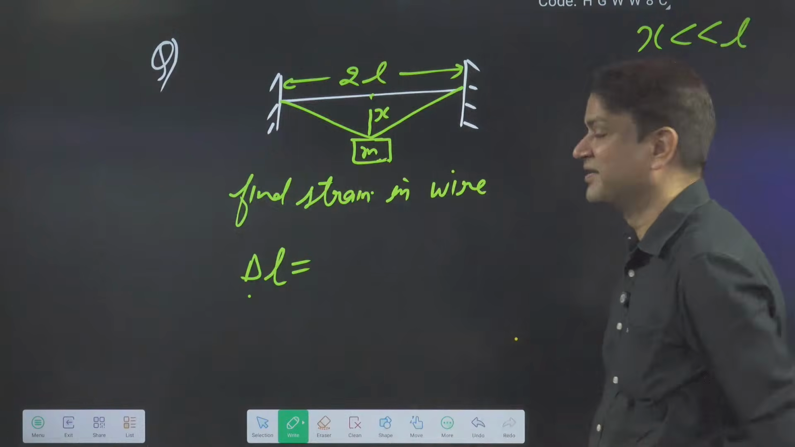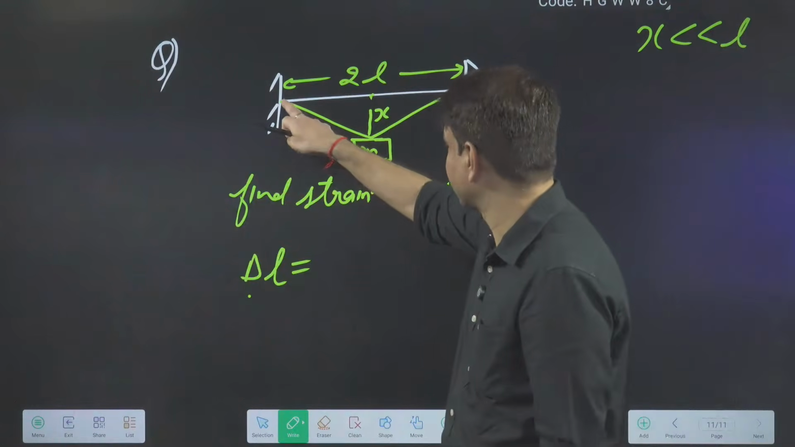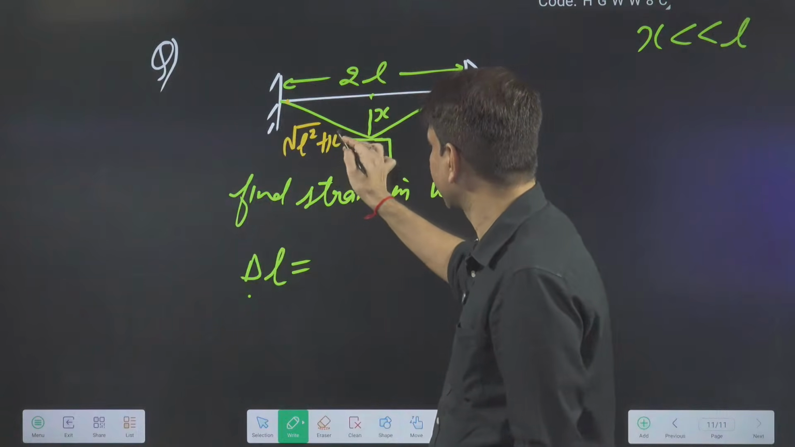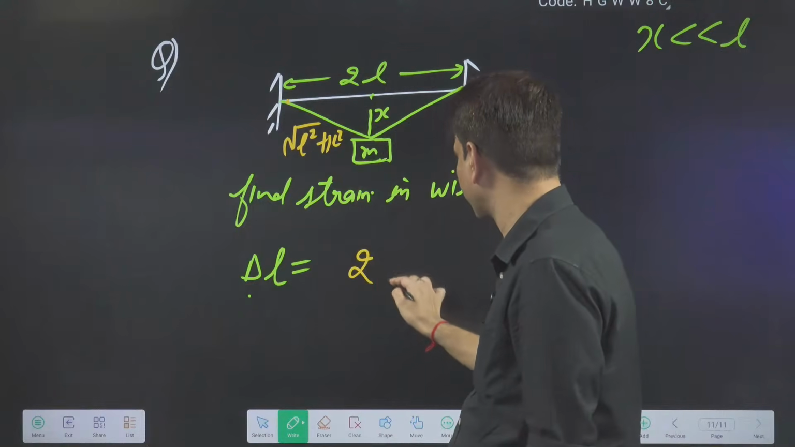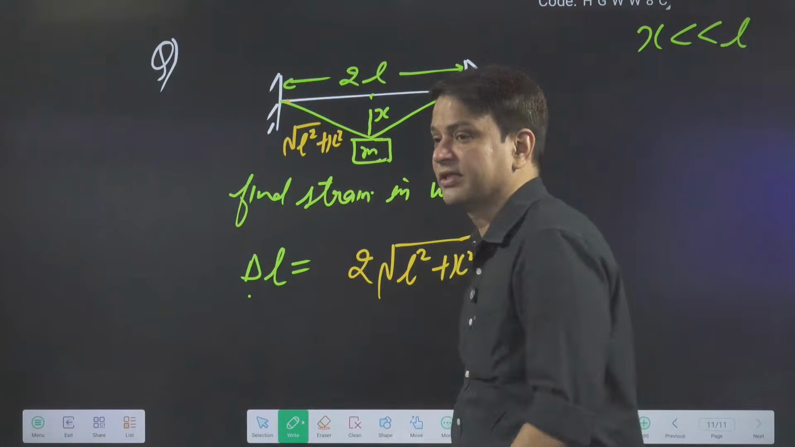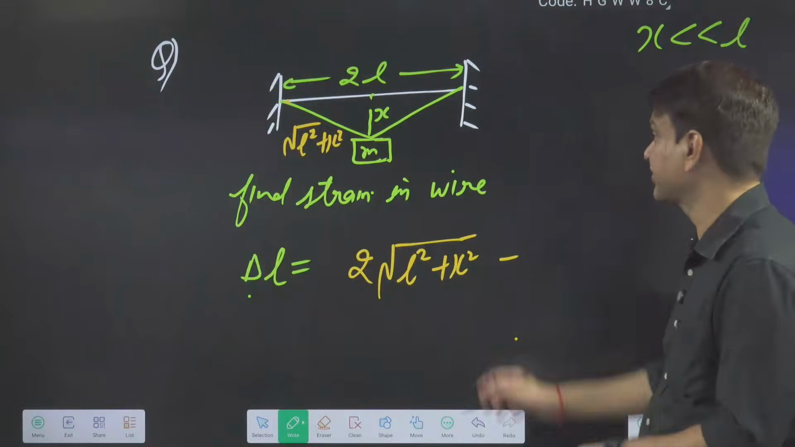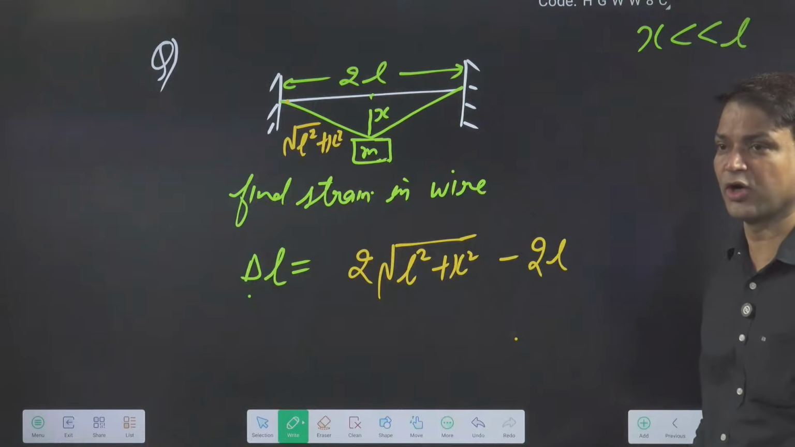Okay, so what is the delta L? Delta L means change in length, so the final length is what? Under root of L square plus X square, and it is double of that, so I will take 2 under root of L square plus X square. Okay, this is the final length, minus the initial length. What is the initial length? 2L. So this is the delta L. Everybody got this or not?